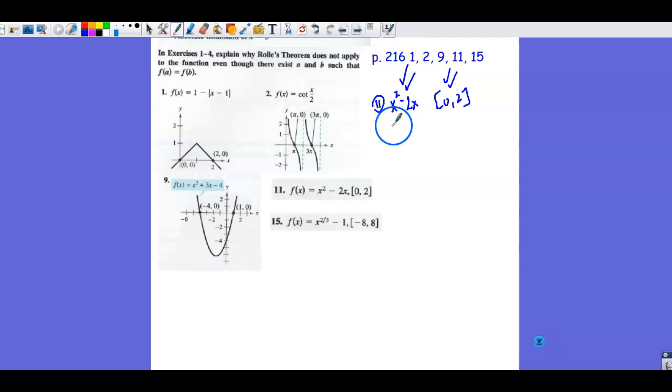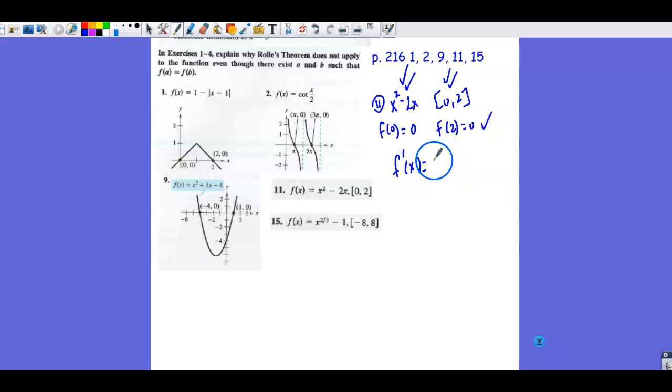Now I need to find out if f of 0 equals f of 2. If I substitute 0 in place of x, I get 0. And then f of 2 would be 4 minus 4, which is 0. So check. The endpoints have to have the same y value. They don't have to be 0, but they do have to have the same y value. So therefore, the promise is somewhere the derivative will be 0.